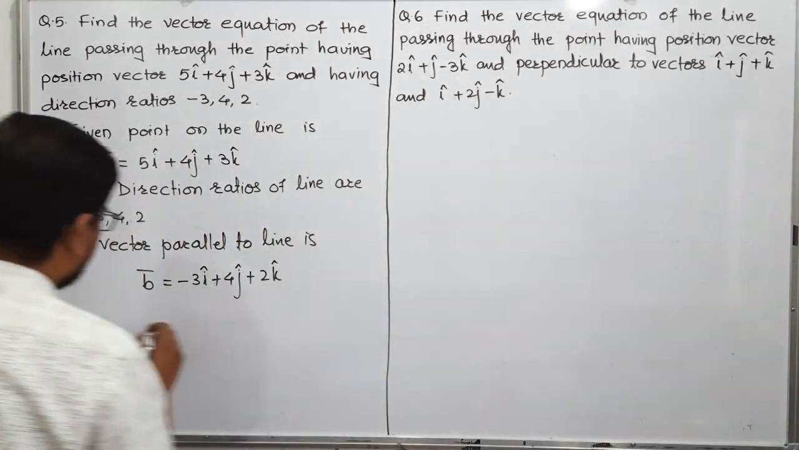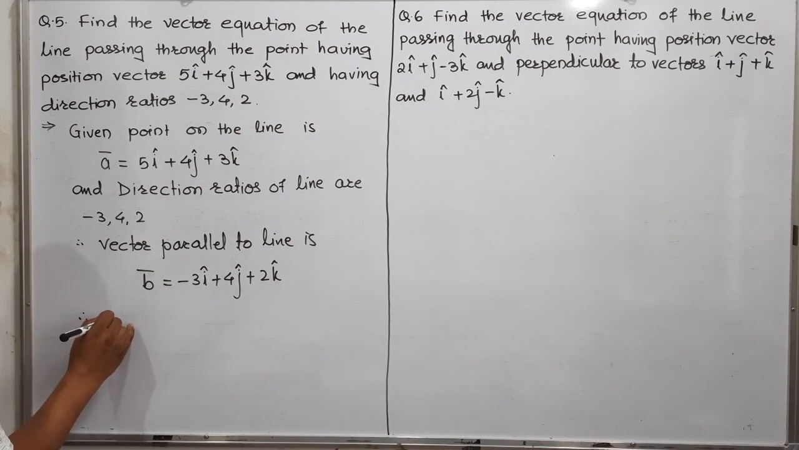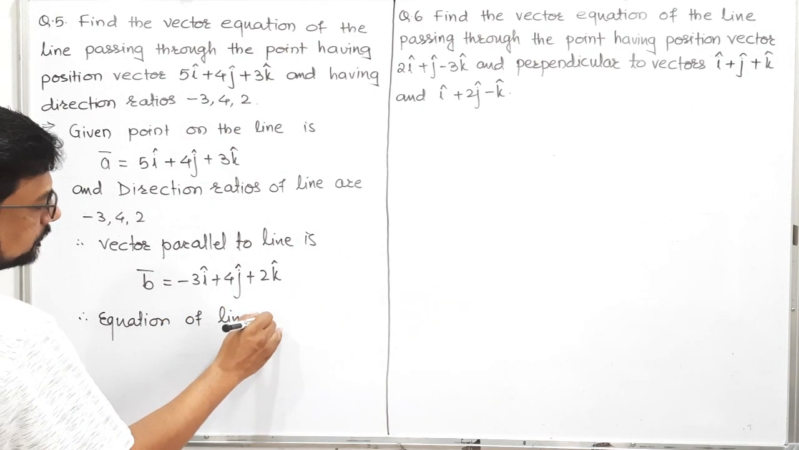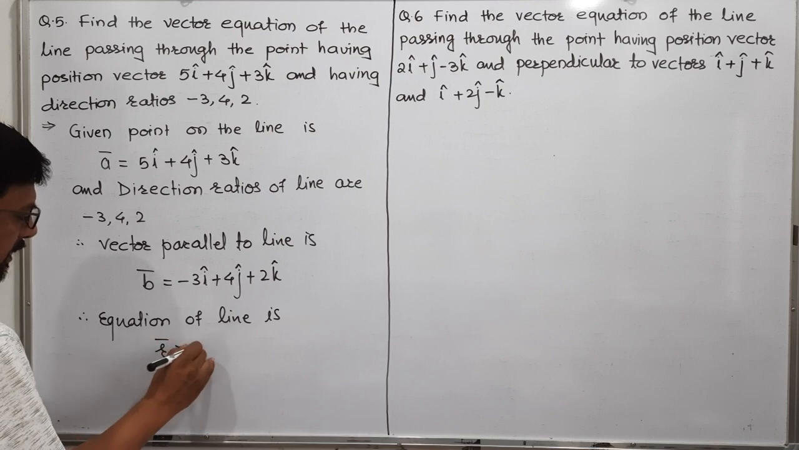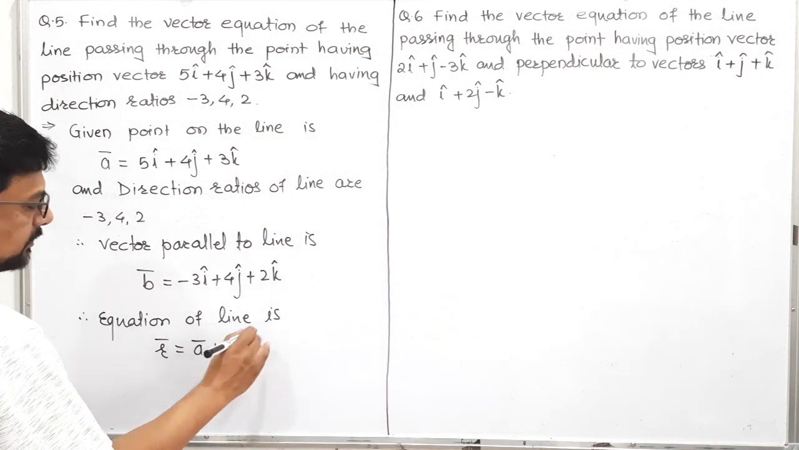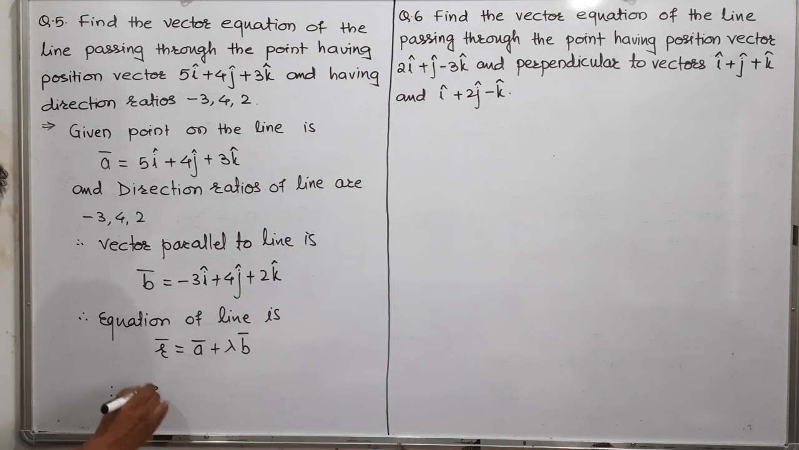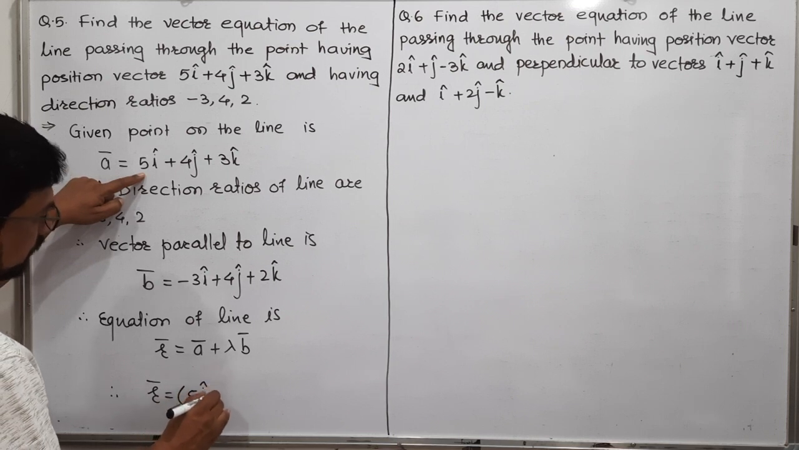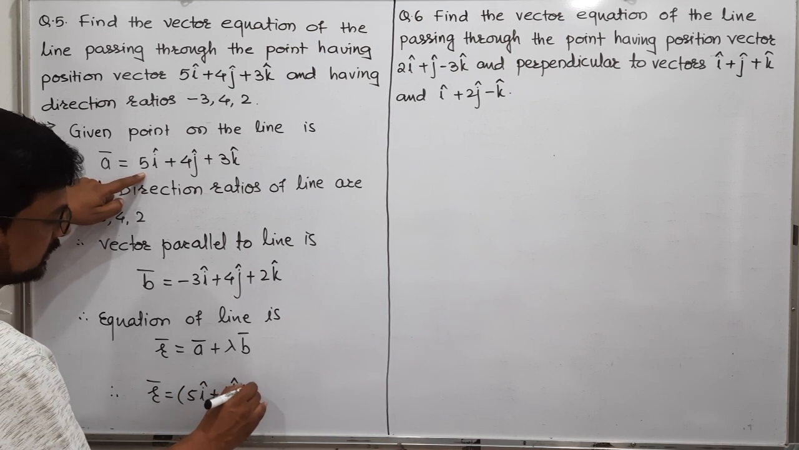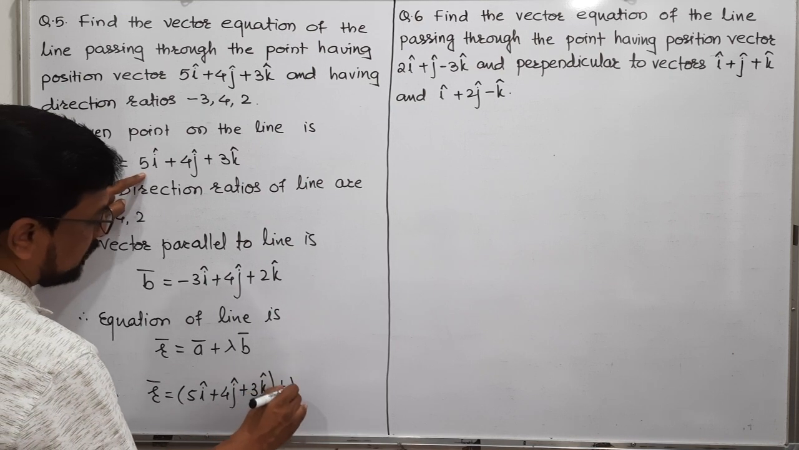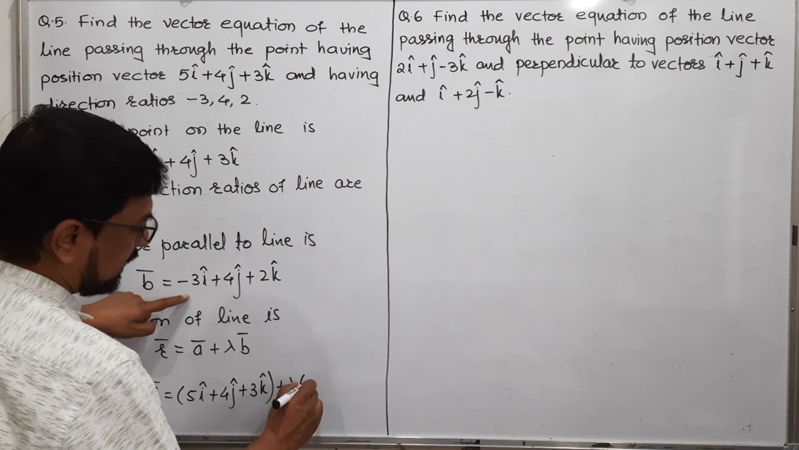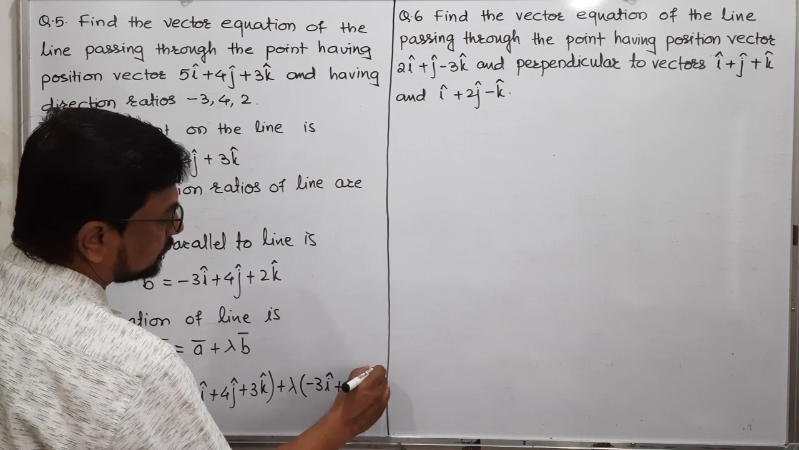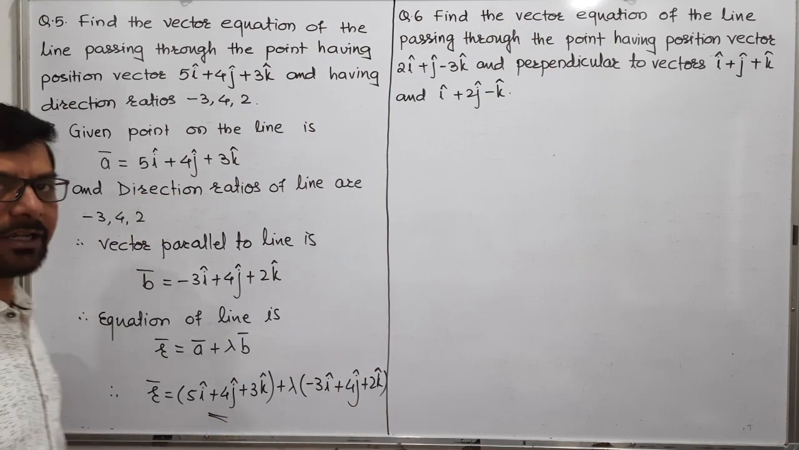Now this is a parallel vector and this is a point. Then the equation of line is given by, therefore equation of line is r vector is equal to a vector plus lambda into b vector. That is, we can say that r vector is equal to 5i cap plus 4j cap plus 3k cap plus lambda into minus 3i cap plus 4j cap plus 2k cap. This is said to be vector equation of line.